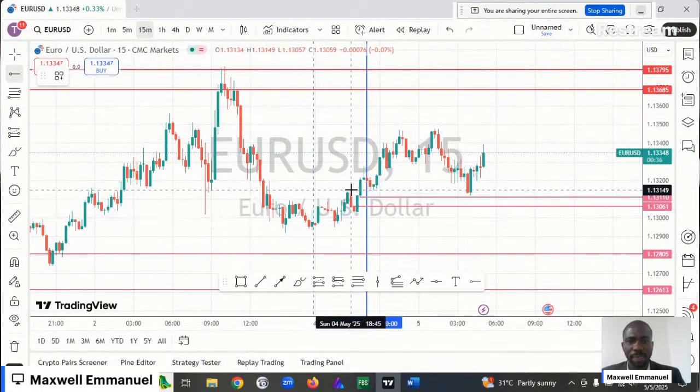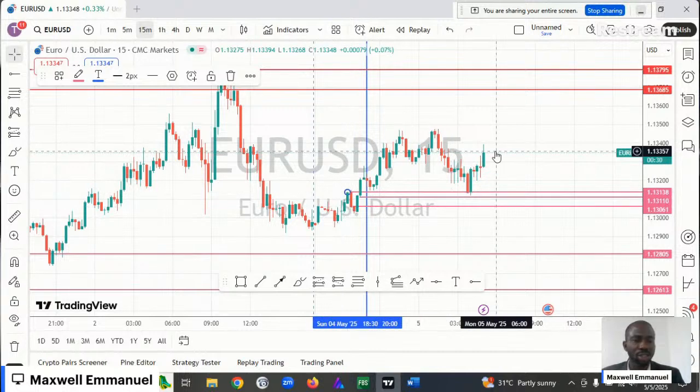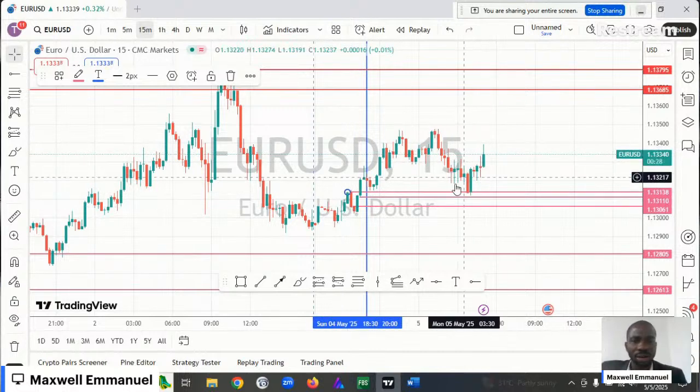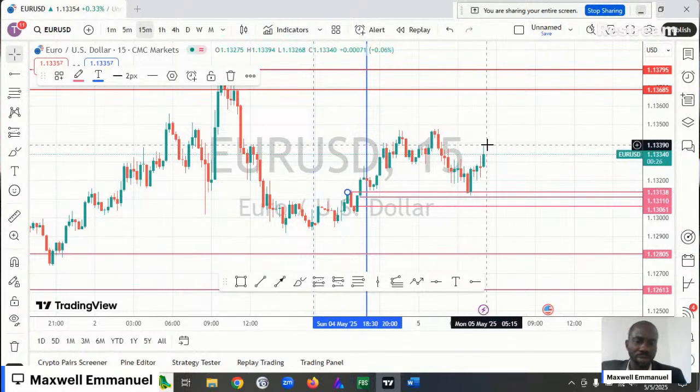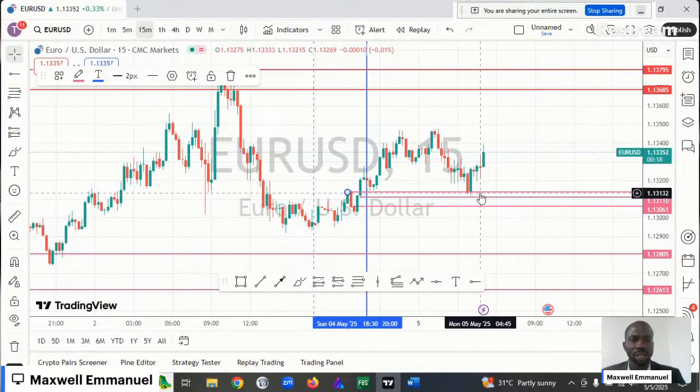Okay, can you see this resistance on support? Price came back, tested that level, and there was a strong rejection from that zone, from that area. So I would like to see price retrace, probably to clear the liquidity residing at this low before going bullish on Euro USD.